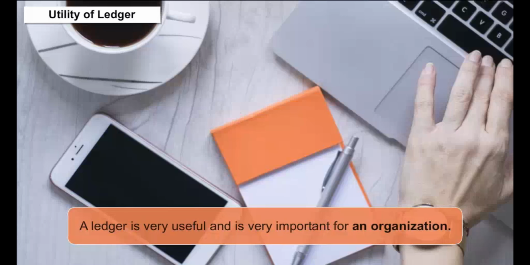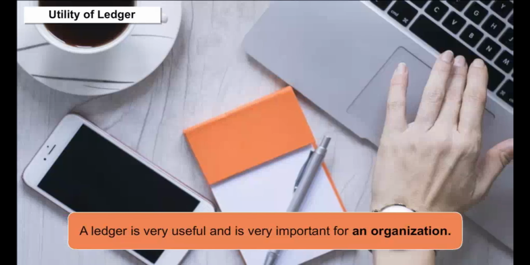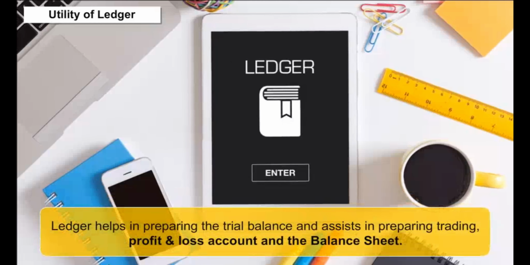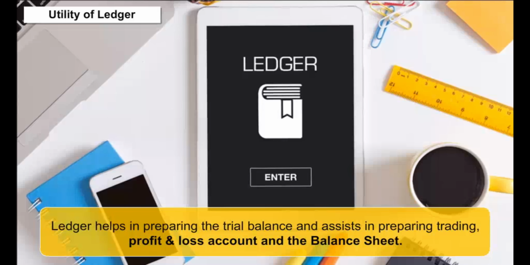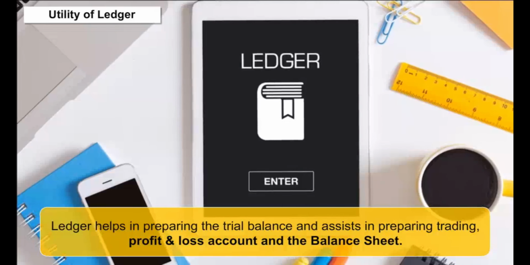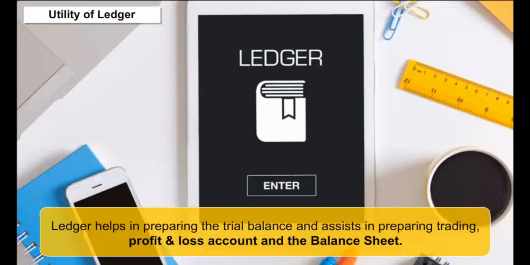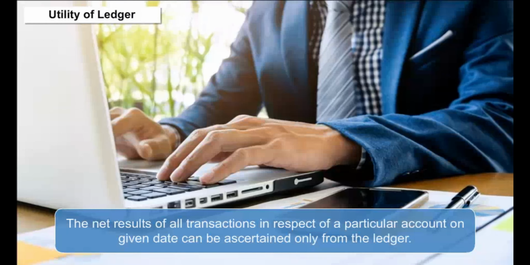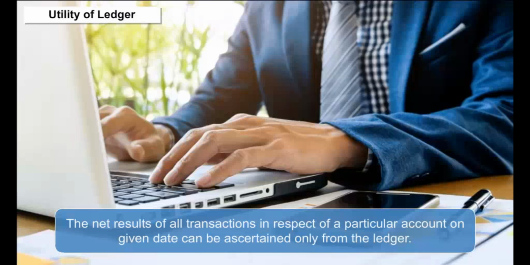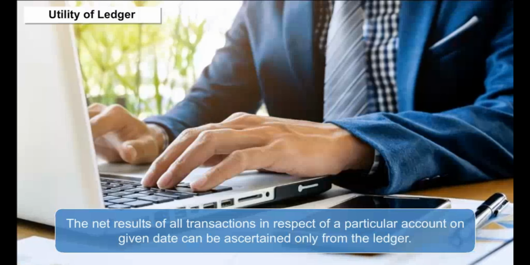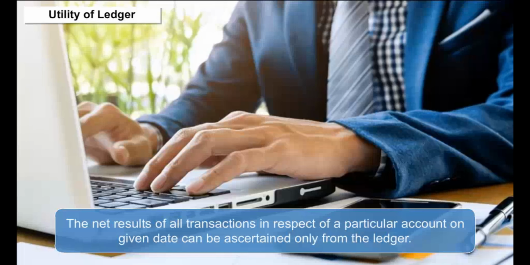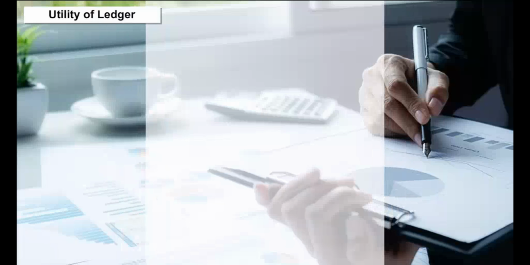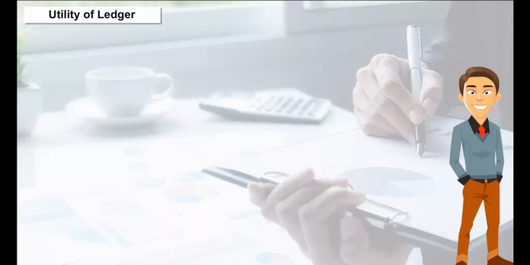Utility of ledger. A ledger is very useful and very important for an organization. The ledger helps in preparing the trial balance and assists in preparing the trading, profit and loss account and the balance sheet. The net results of all transactions in respect of a particular account on a given date can be ascertained only from the ledger. The following are the important utilities of ledger accounts.